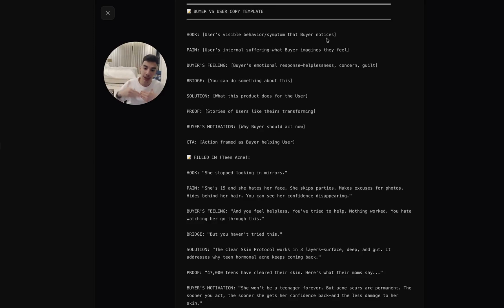The mothers and the daughters. The dogs and the parents of the dog, like the dog owners and the dogs. The sharing moment where they recognize both of them as being in pain, and basically the buyers recognize it as pain. So for users, the hook is going to be the person in pain, with visible behavior symptoms that the buyer is going to notice.